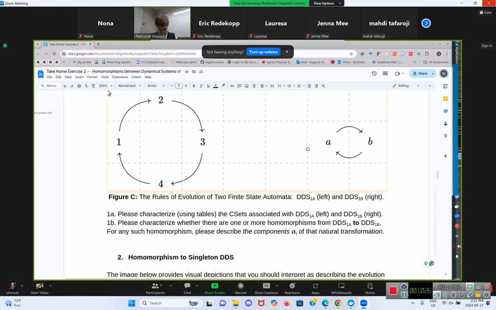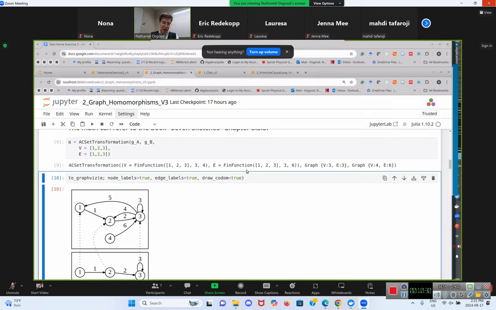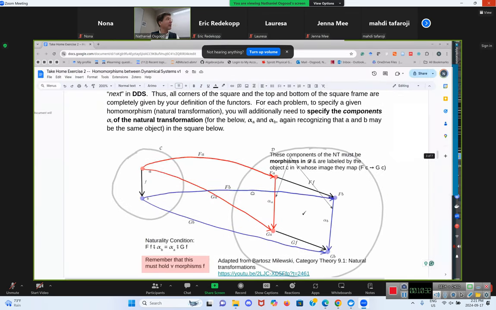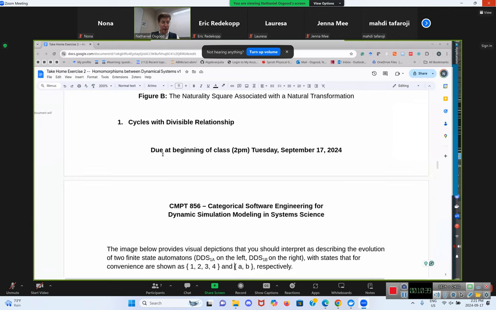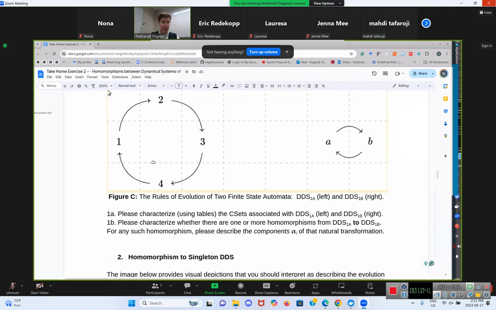You can develop an intuition for what that is with any given structure, but then I wanted to connect it to this naturality property. And that's my goal right now. So the first of them involves this discrete dynamical system, this automaton shown here.